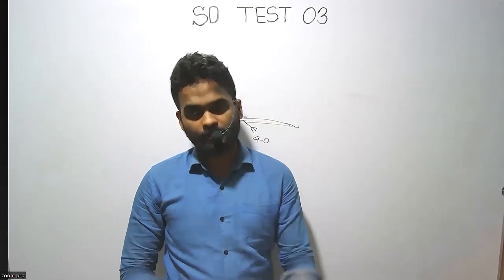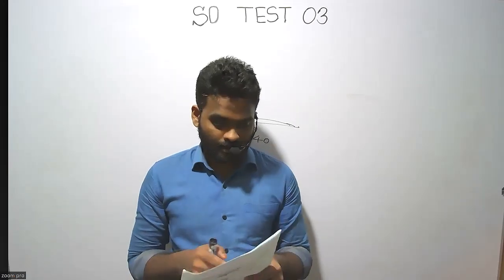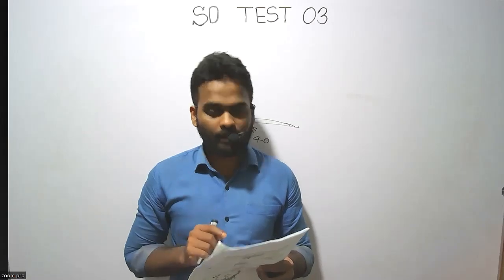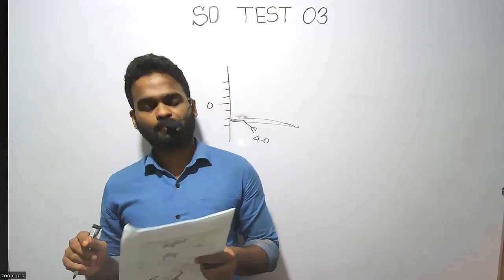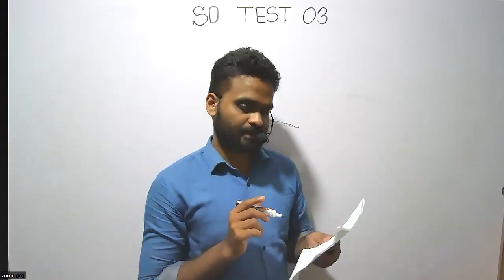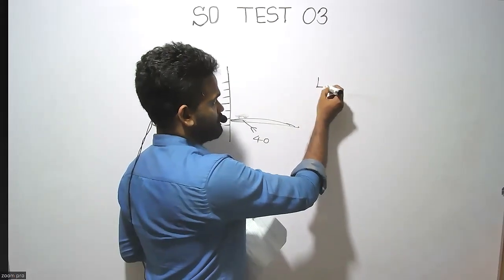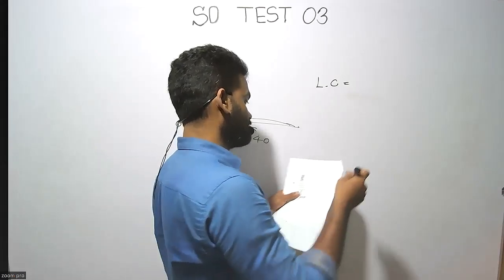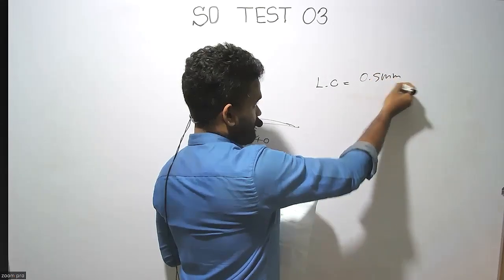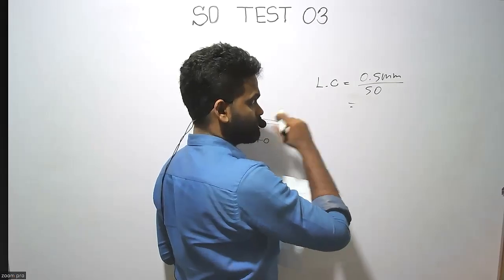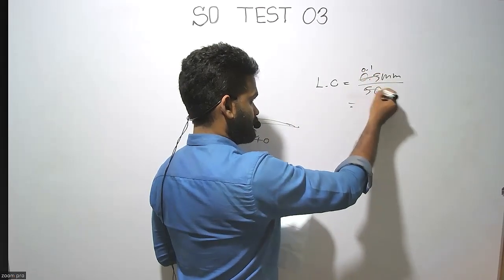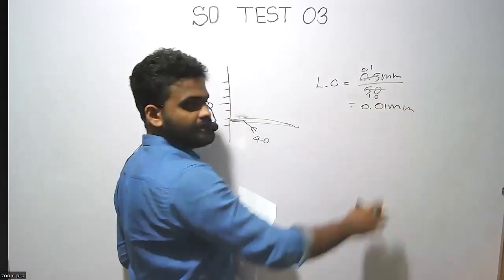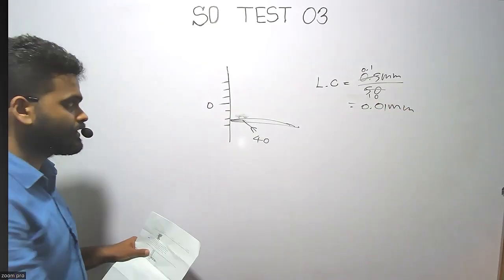Spherometer with pitch 0.5 millimeter has 50 parts in the circular scale. Reading shown by the image is, okay. So first thing we'll find the least count. Finding least count is usually better before doing anything else. So pitch is 0.5 millimeters and it is divided into 50. So 0.1 divided by 10, 0.01 millimeter. So this is the least count, right?